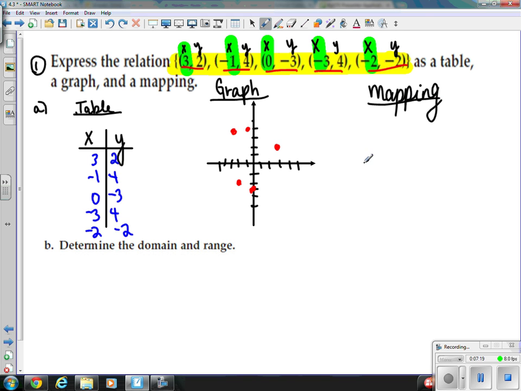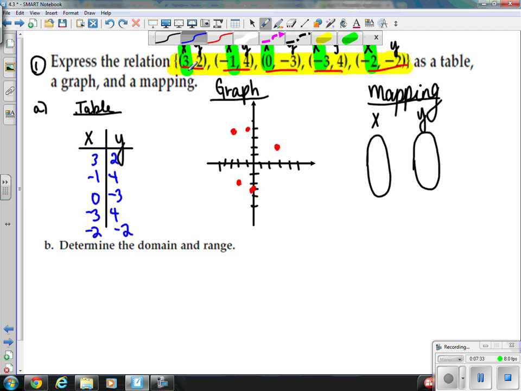So mapping is when I have the two ovals. My first oval is my x, and then my y. As usual, x comes first. And then we're just going to come back through, same way we did our table, and say our x values are 3, -1, 0, -3, -2. And if you look inside our mapping, none of them repeat. I have 3, then -1, 0, -3, -2.